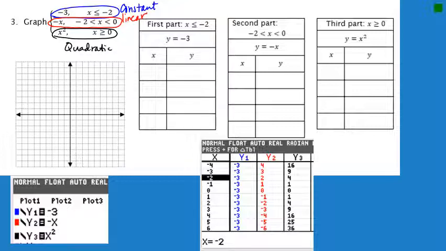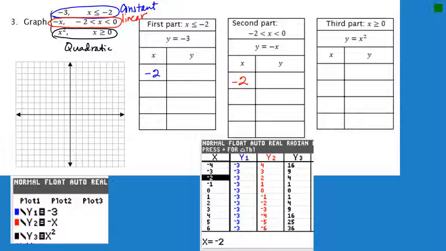All right, so I've got my 3 parts. So let's go ahead and fill in my x values. For my first family, it's telling me that x is less than or equal to -2. So that's going to be the number that I start with. It's also going to be the number that I start with on my second graph.